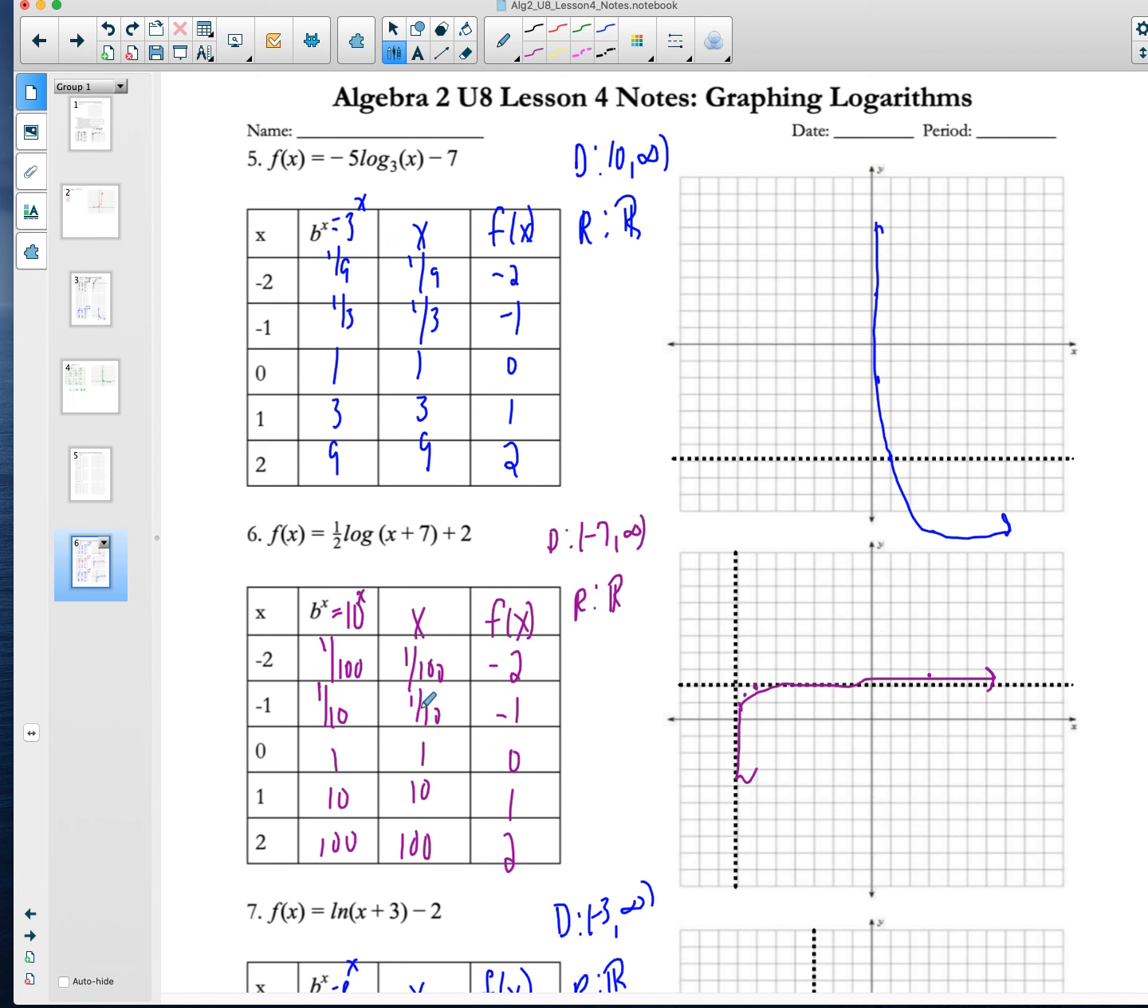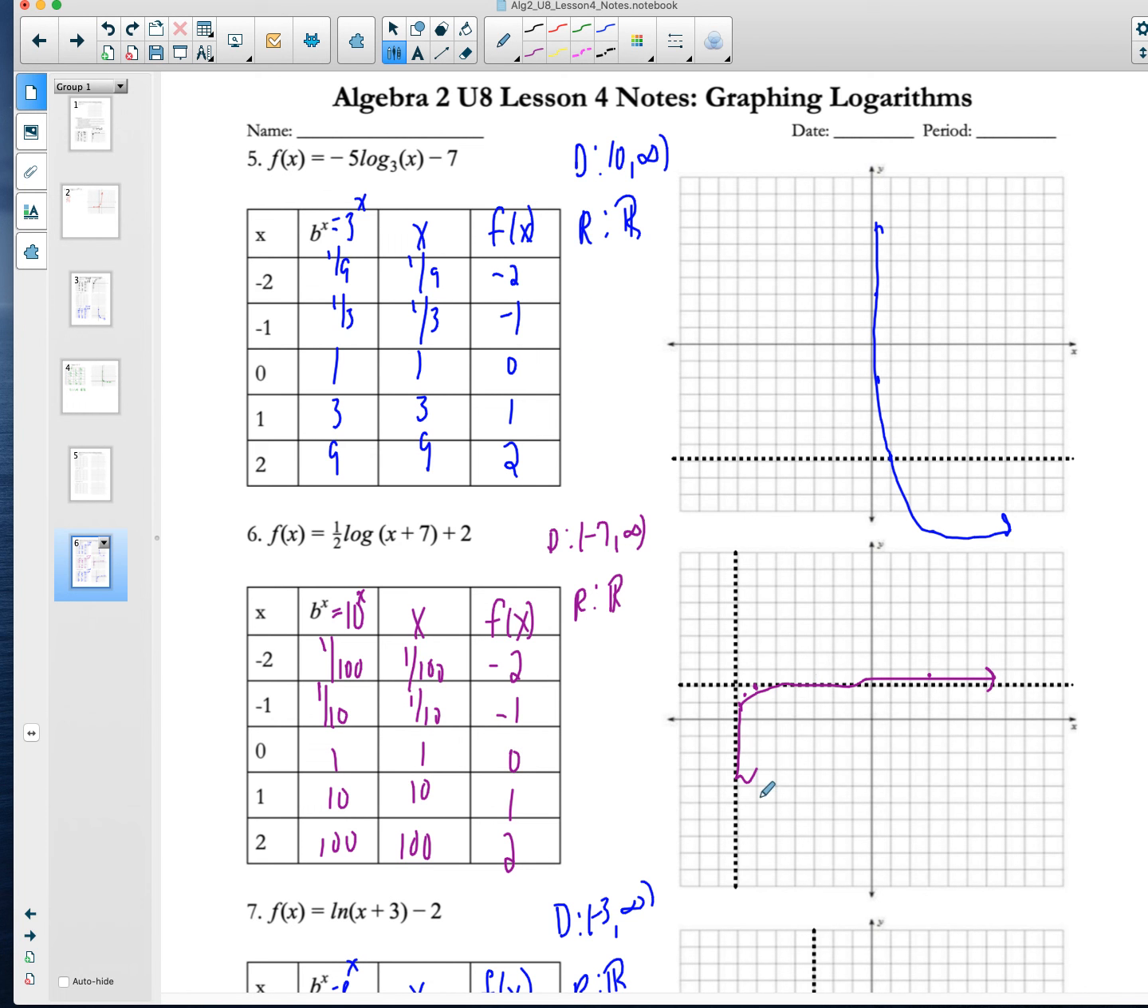So notice I normally would go to the right 1/10, right? And down 1, all right? But now I have to go down a half, all right? (1, 0), not affected by that A value. And normally I go to the right 10 and up 1. So I still want to go to the right 10, but instead of going up 1, I'm going to go up 1/2.